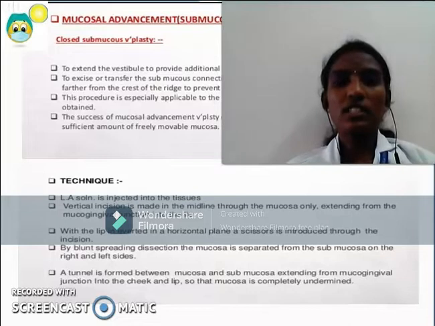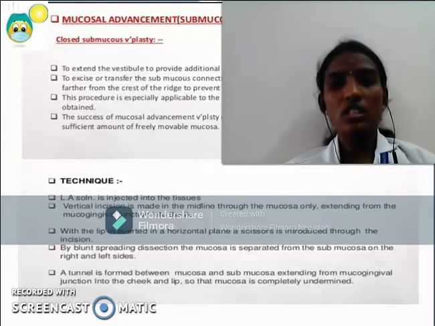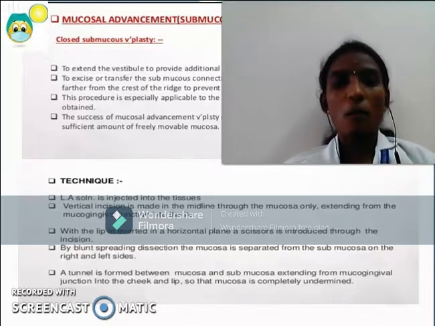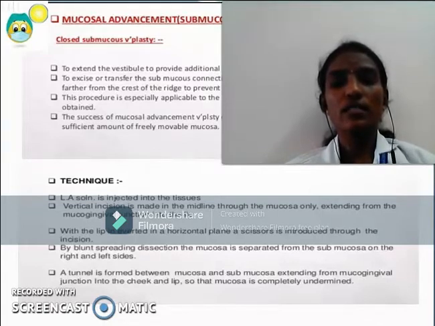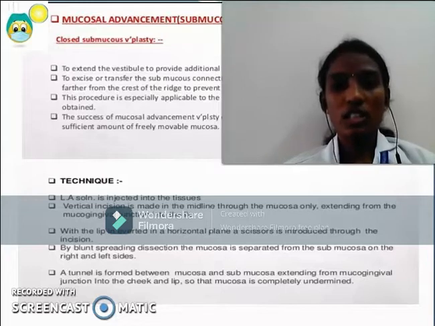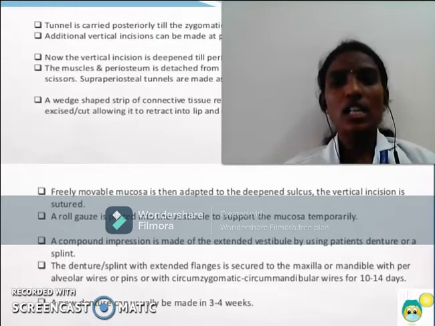Local anesthesia is administered. A vertical incision is made along the mucogingival junction with the lip everted. The horizontal plane of the scissors is introduced into the incision. By blunt spreading dissection of the mucosa, separate the submucosa on the right and left sides. A tunnel is formed between the mucosa and submucosa, extending from the mucogingival junction into the cheek and lips, so the mucosa is completely undermined. The tunnel is carried posteriorly up to the zygomatic buttress, or to the mental area of the mandible.